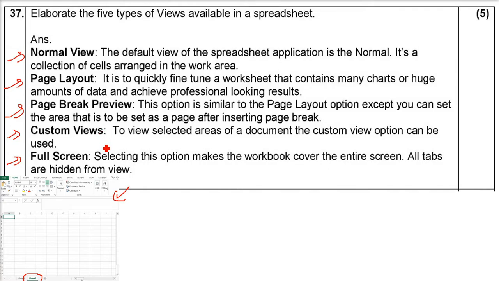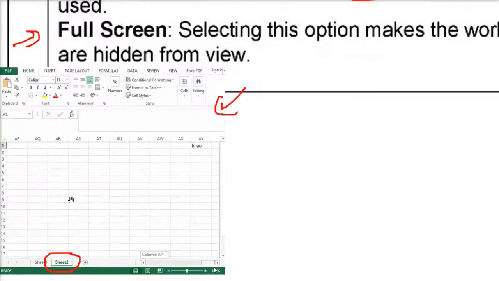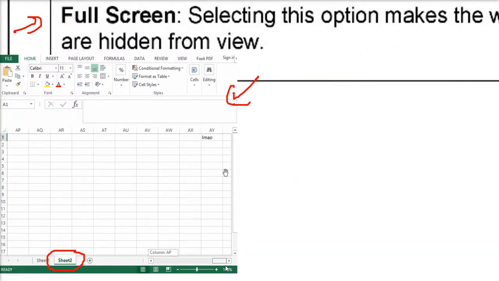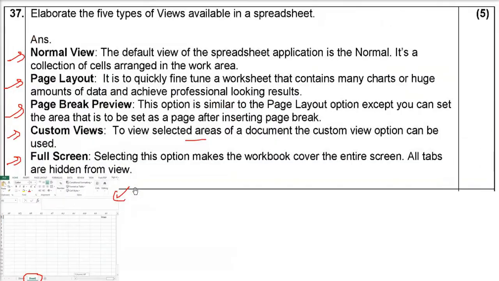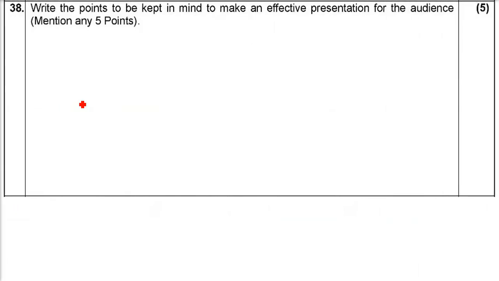Custom view, to view selected areas of a document, the custom view option can be used because the document can be very big. You just want to see a certain place, a certain area, that is custom views. And full screen is all about only the blocks. That is, the workbook covers everything. All the panels will be hidden. All tabs will be hidden.